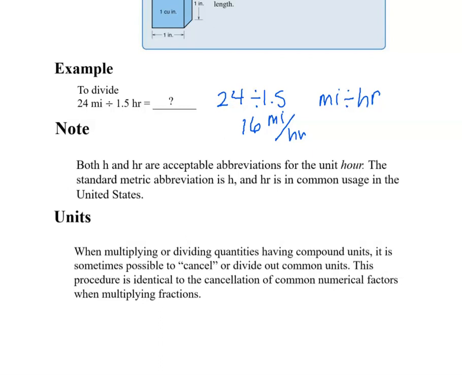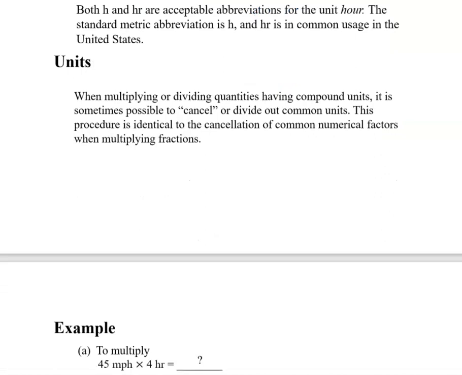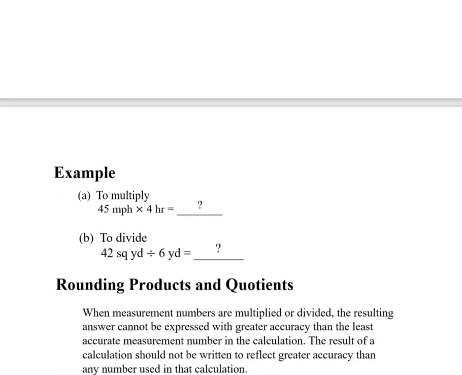When multiplying or dividing quantities having compound units, it is sometimes possible to cancel or divide out common units. This procedure is identical to the cancellation of common numerical factors when multiplying fractions.